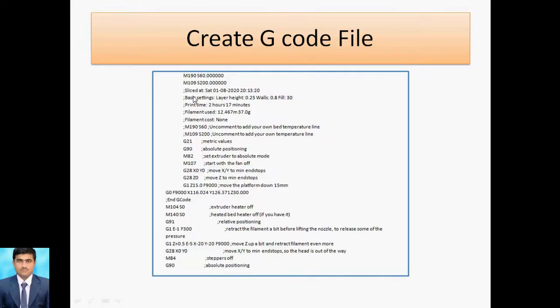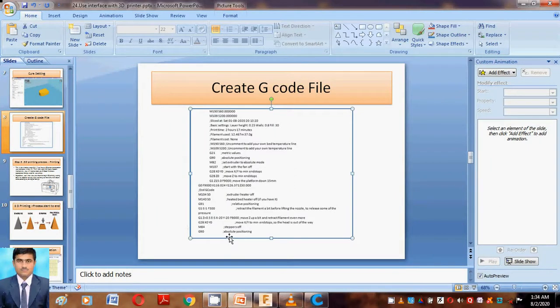So how does it give the information? There is a base setting: layer height is 0.25, wall thickness is 0.8, fill density is 30, print time required is 2 hours 70 minutes, filament used is 37 grams, and then the filament cost, if you mention it directly in the machine, we give the values. Then according to this component, it creates a geometry, and this helps to create the G code and N code. So this is the approach towards the manufacturing of the 3D model.